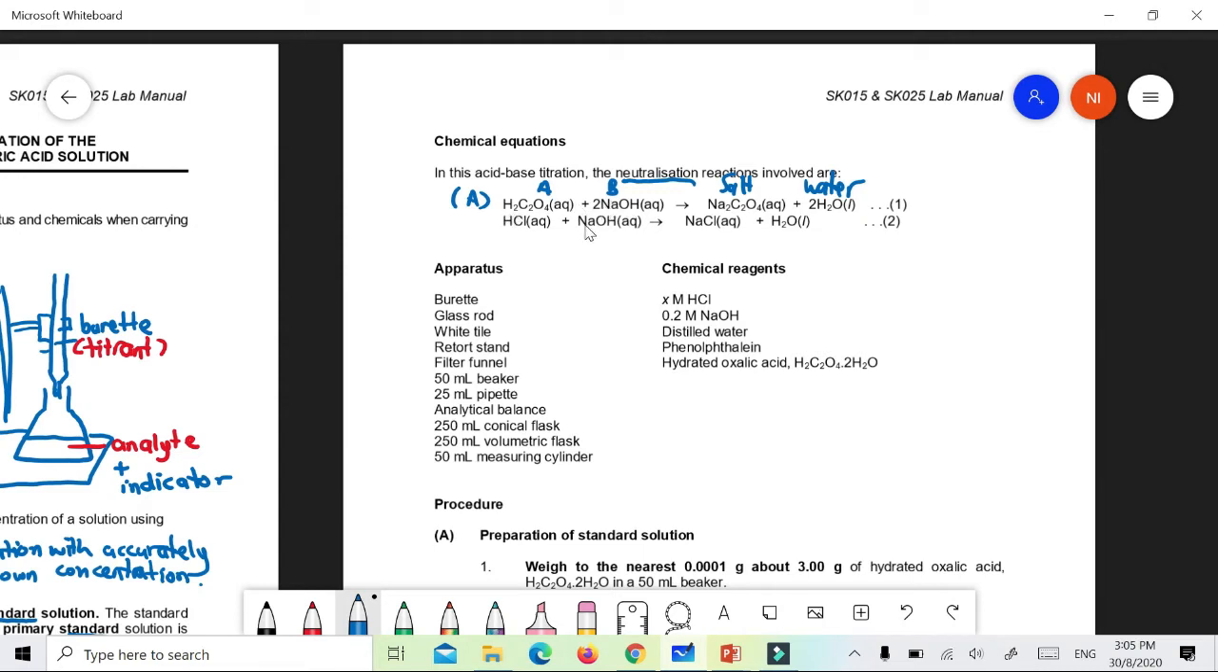Sorry, not part A, this is part B. Experiment part B and experiment part C, you are going to titrate another acid, which is HCl, with the same base, NaOH, going to produce salt and water. So these are the two equations for our neutralization.